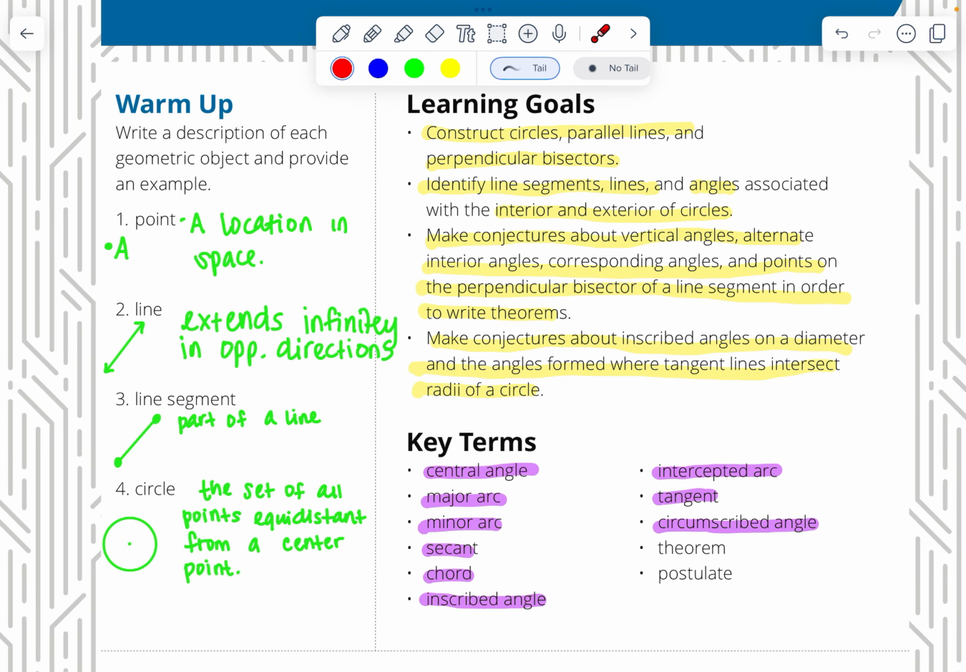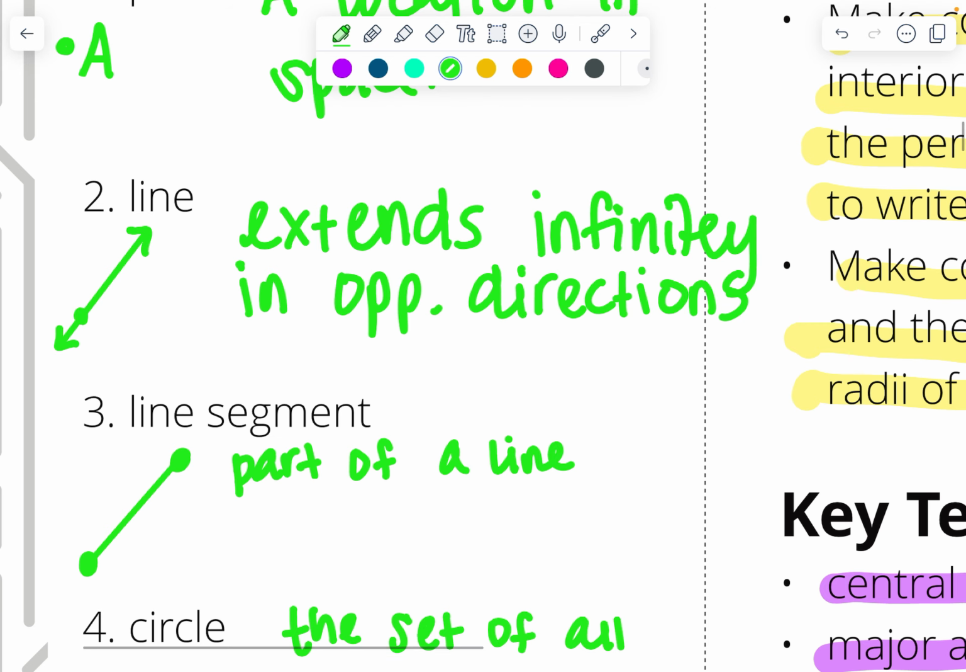Alright, so for the warm-up here, you'll see that there are 4 objects, and then we're supposed to describe each one. So a point is just a location in space, and we represent it with a dot, and we name it with a capital letter. A line extends indefinitely in opposite directions, and we name it with 2 points. So for example, let's say you have X, Y, and Z as points on that line.